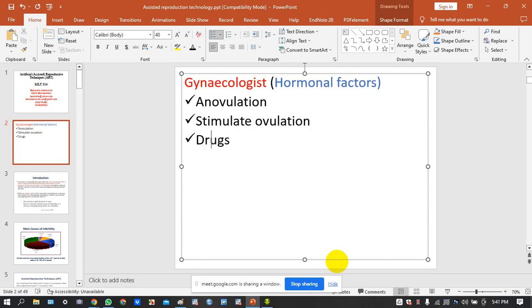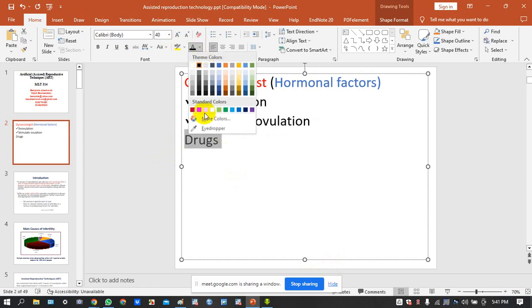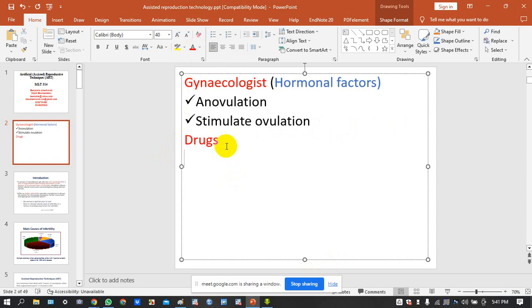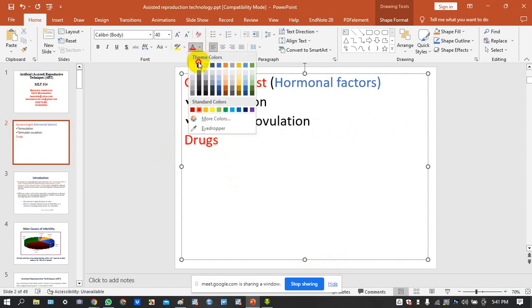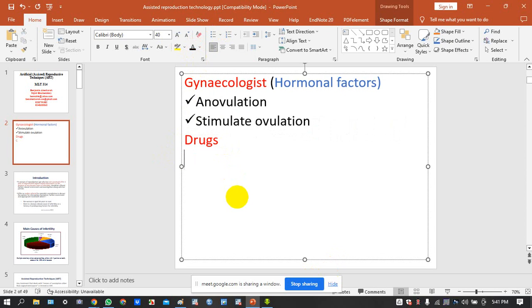The drugs for stimulating ovulation are, I'm just going to list them here. The drugs are: 1, clomiphene, we call it clomid. If the woman is not ovulating, there is a drug that we can use, and clomid is one of them. We also have serophene. You don't need these things, but I just want your mind to be very broad.